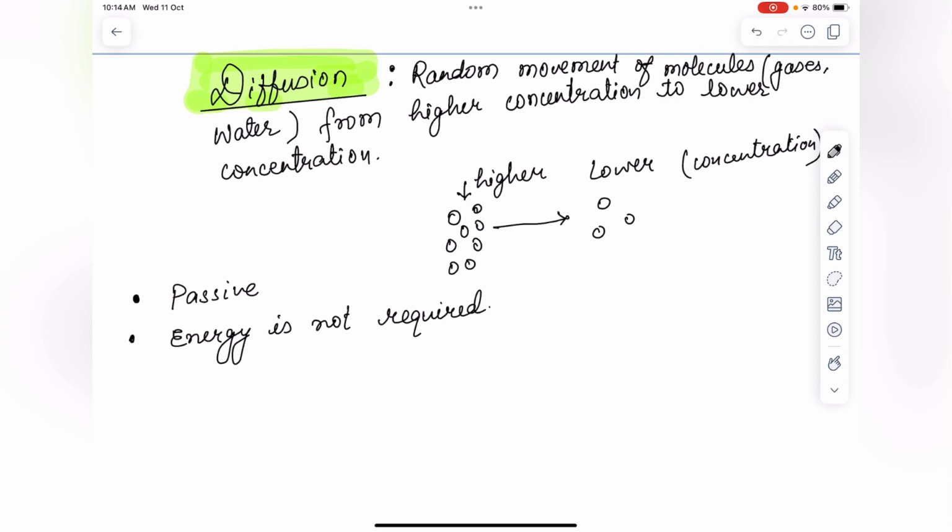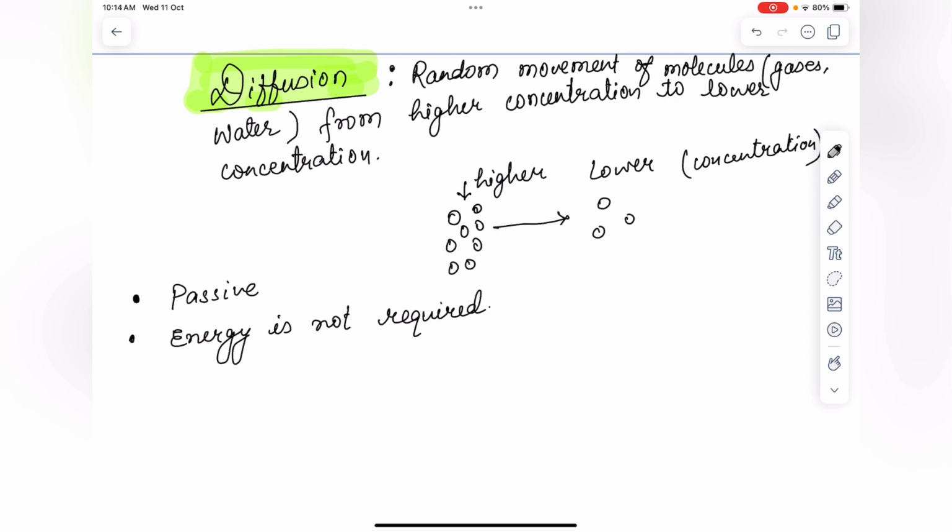And this diffusion does not take place only in living things. We can see an example of diffusion: if we spray perfume, the perfume will spread, and it does not stay in one place. It will spread in the air, and we can smell the perfume in the surrounding atmosphere. So why can we smell? Because of diffusion. This will diffuse in the air.